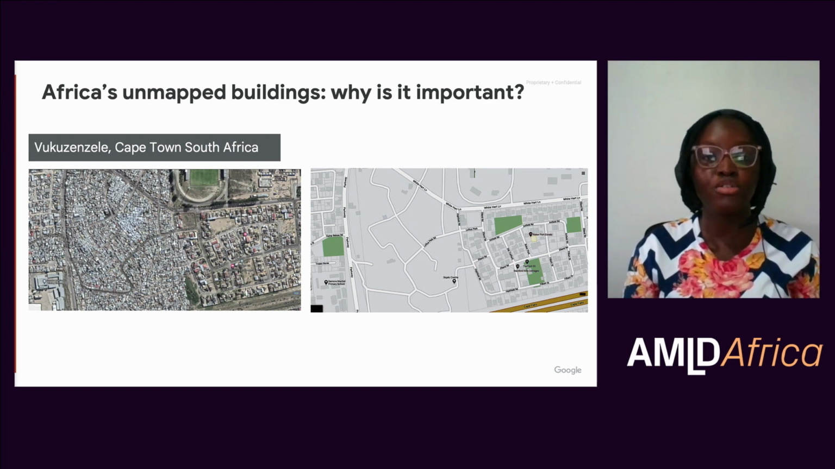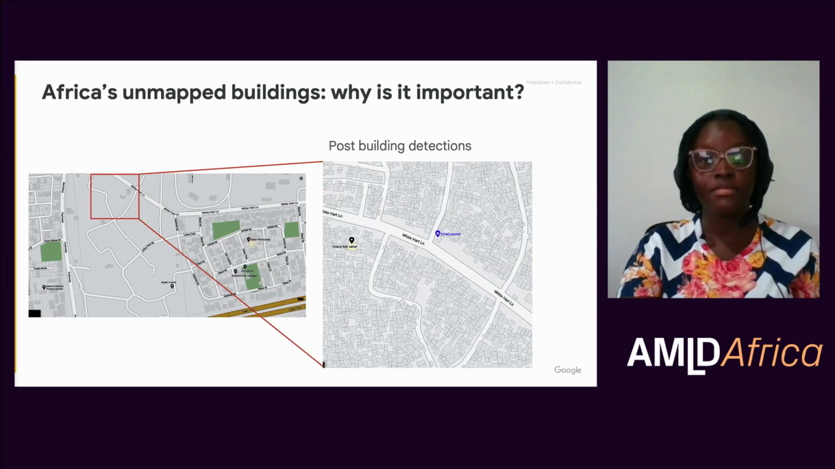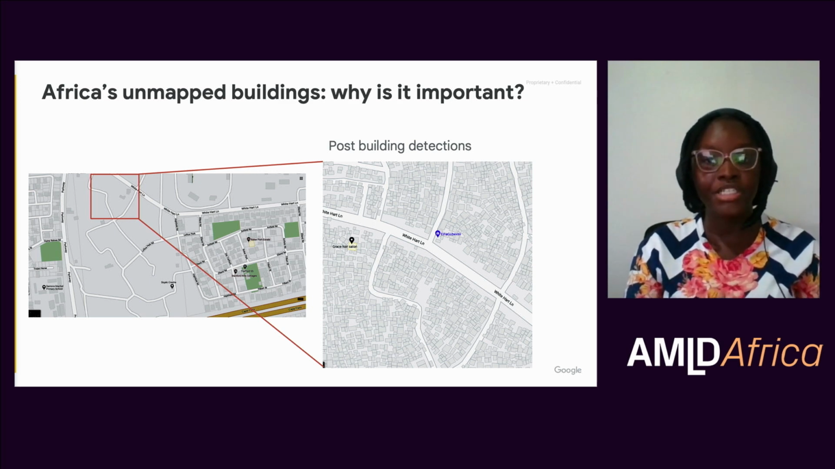So in this slide, I show you on the left, a town in South Africa, and we see the density and clusters of buildings present there. And in its corresponding image on Google Maps, we realize there's a whole lot of information missing. And after some of our work, this is how much impact we made by predicting this many buildings in such areas.